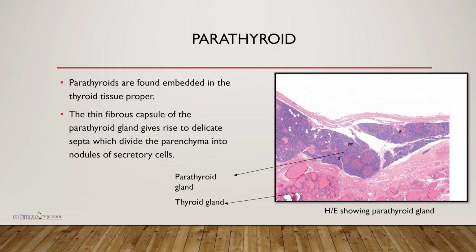The parathyroids are found embedded in the thyroid tissue proper. The thin fibrous capsule of the parathyroid gland gives rise to delicate septa which divide the parenchyma into the nodules of the secretory cells.